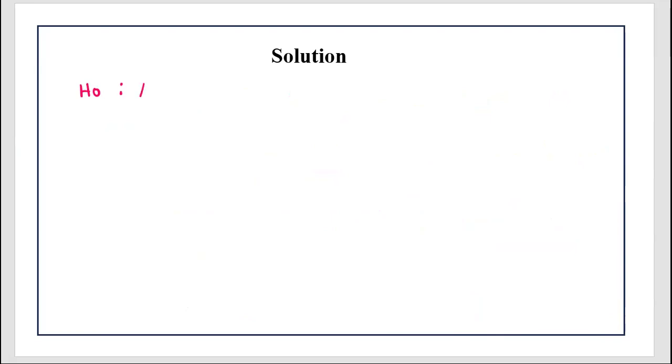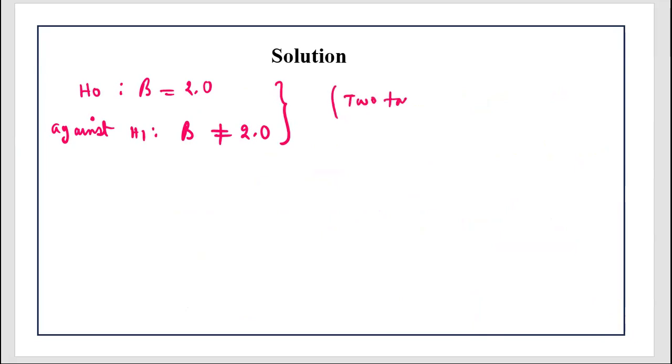What is your null hypothesis? Slope parameter beta is 2.0. This is the null hypothesis against the alternative hypothesis. What is the alternative hypothesis? Beta is simply not equal to 2. So basically it's a two-tailed test that you have to conduct.